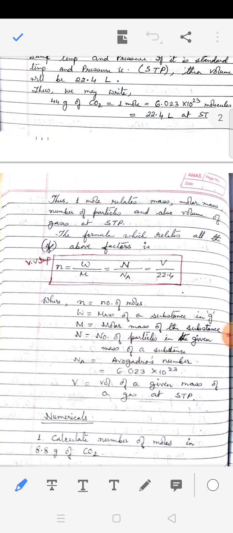I have solved some of the numericals using both the unitary method and the formula. Whichever way you find it easy, you can do. But during the exam, we need to take care of time. So in that situation, I think it is better to use the formula. But you should be very clear about the formula.